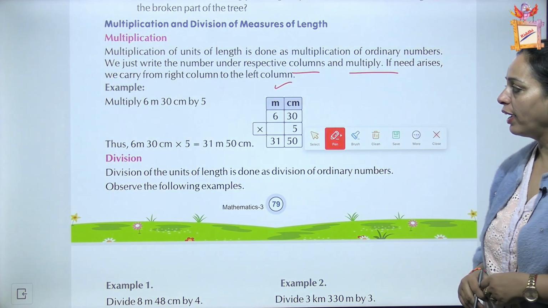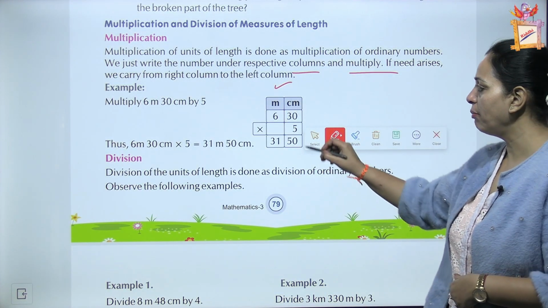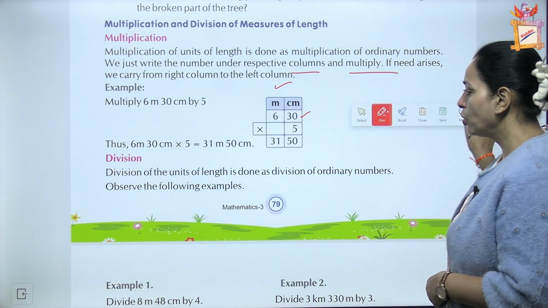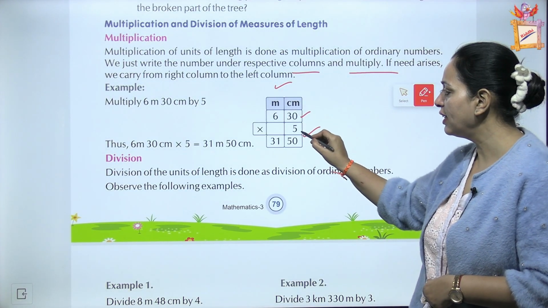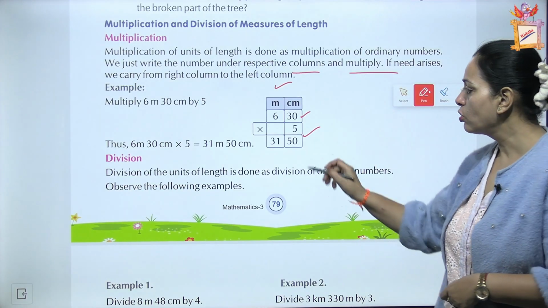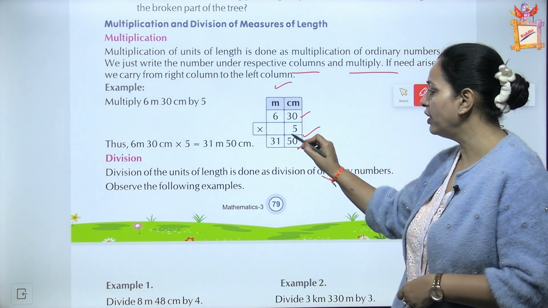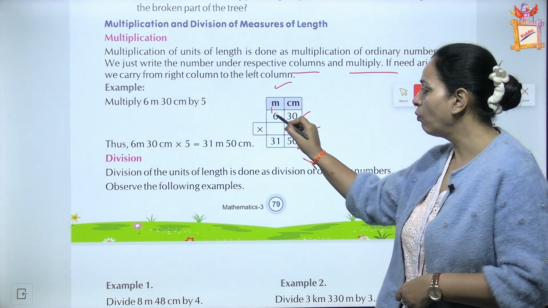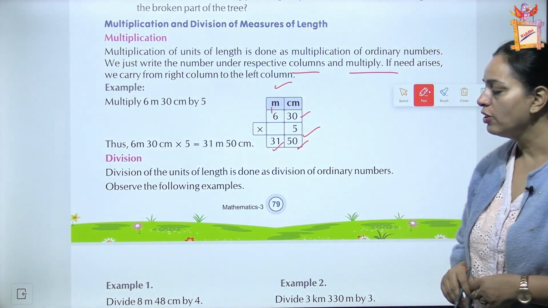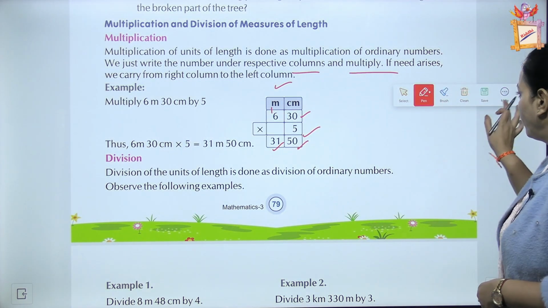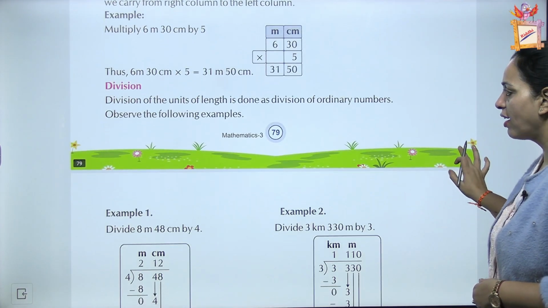Like here, multiply 6 meter 30 centimeter by 5. So what to do? Write it like this: meter centimeter 630 multiply by 5. So 5 zeros are 0, 5 threes are 15, 5 here, 1 carry, 5 sixes are 30 plus 1, 31. So 31 meter 50 centimeter is the answer.